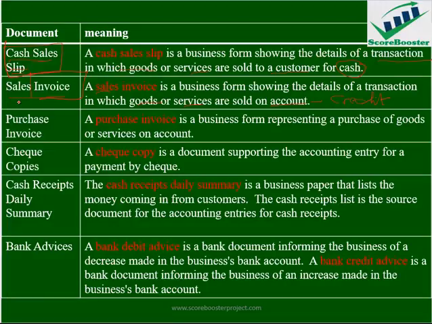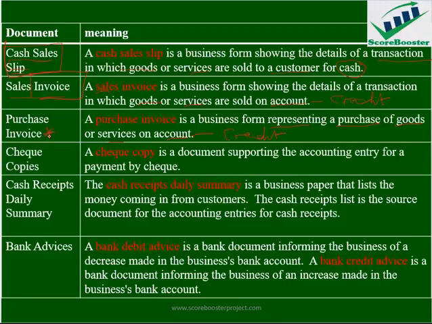Very, very important. Now, the next document is a purchase invoice. A purchase invoice is a business form, like a sales invoice, representing a purchase of goods or services on account. As I told you, on account means on credit. So basically, what we need to take note of from these two is that whenever we buy or sell something on credit, what we are going to have as an acknowledgement of that particular transaction, as a source document, is an invoice.